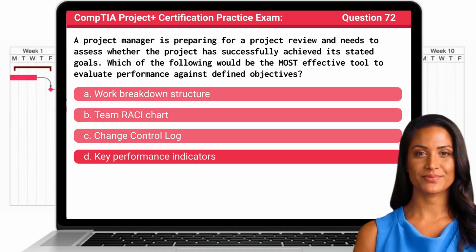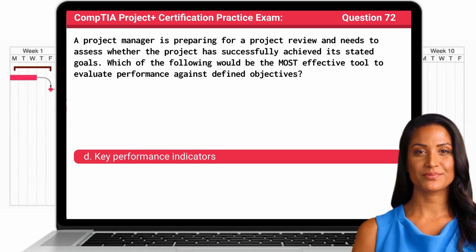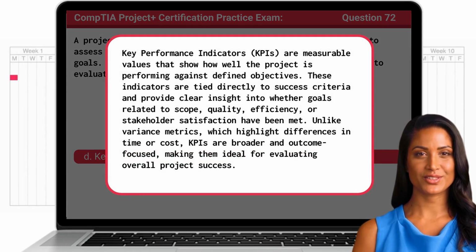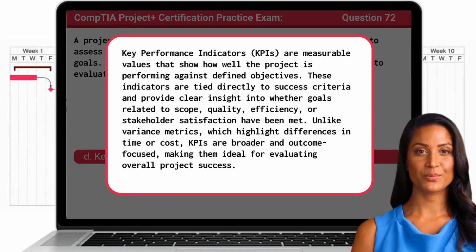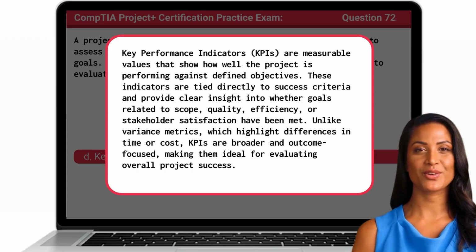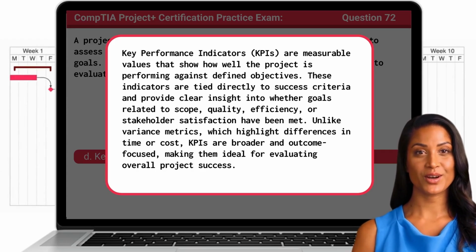The answer is D. Key performance indicators. Key performance indicators, or KPIs for short, are measurable values that show how well the project is performing against defined objectives. These indicators are tied directly to success criteria and provide clear insight into whether goals related to scope, quality, efficiency, or stakeholder satisfaction have been met. Unlike variance metrics, which highlight differences in time or cost, KPIs are broader and outcome-focused, making them ideal for evaluating overall project success.